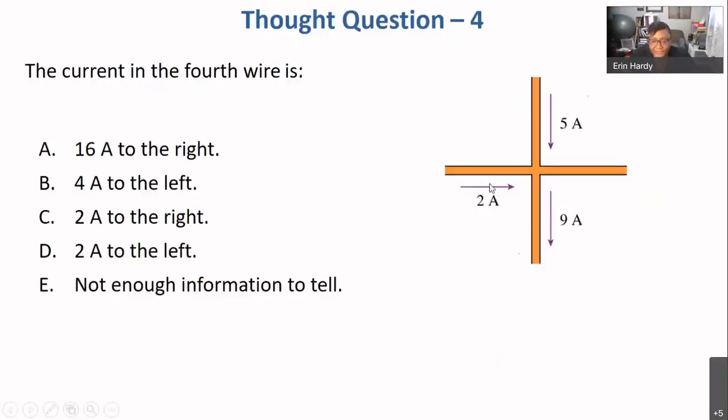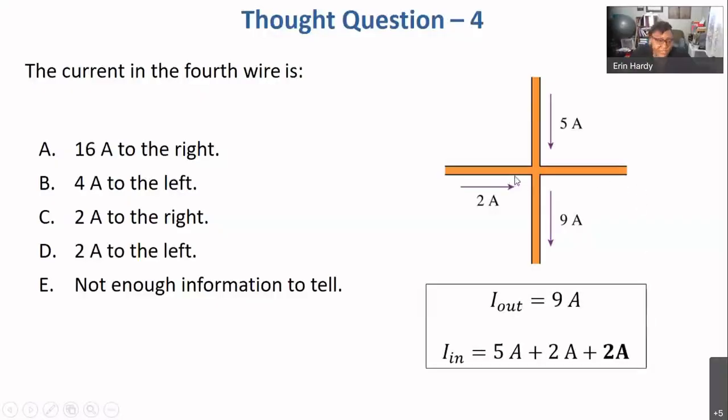I know that I have 2 amps coming in from the left, 5 amps coming in from above, and 9 amps exiting from the junction. So I can account for 7 amps going in. I know that there are 9 amps coming out, so my unknown wire has got to carry 2 amps. And it's got to carry 2 amps into this junction. Otherwise, there's no way to account for the presence of 9 amps exiting as opposed to just 7 amps if there was no current in this wire segment. So 2 amps into the junction, or 2 amps toward the left for this specific setup.